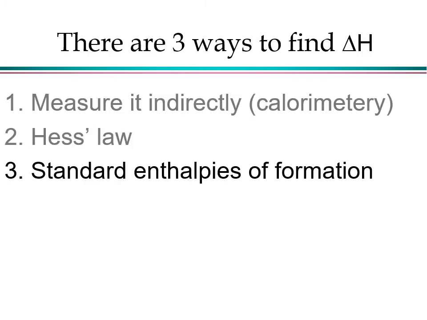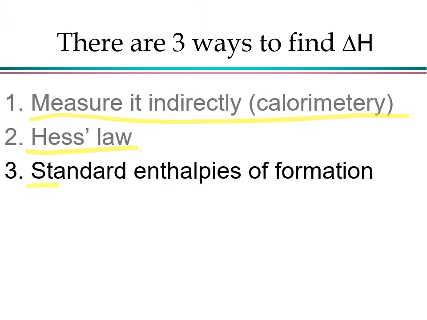Standard enthalpies of formation. So there are 3 ways to find delta H. One is you can measure it directly, or sort of indirectly from the surroundings by using calorimetry. The other one is using Hess's Law, where you have a bunch of known reactions that you can manipulate in a way to sum together to give you a target reaction. And by using those known enthalpies, you can find the target reaction's enthalpy.